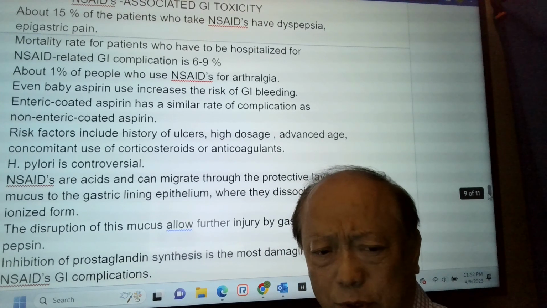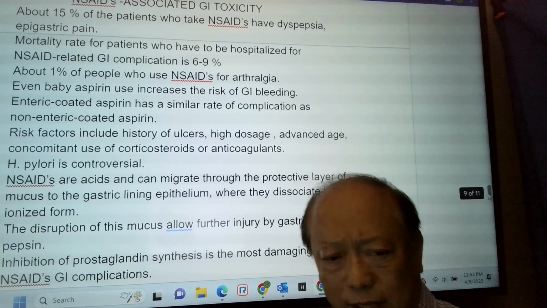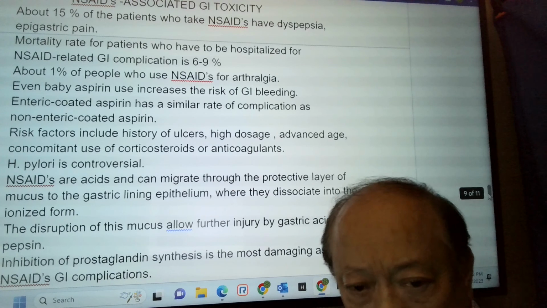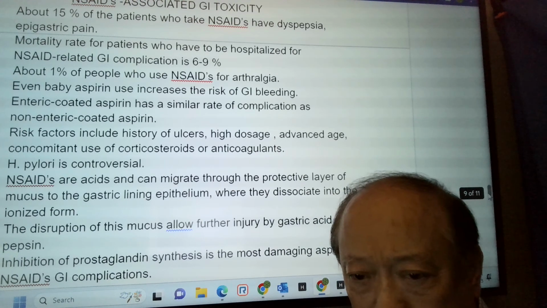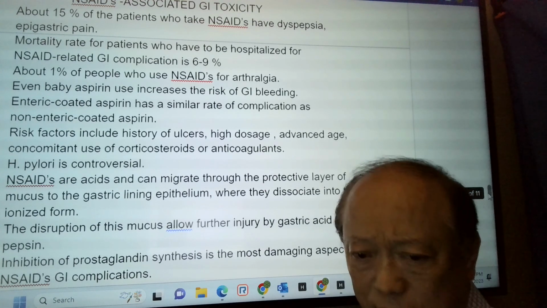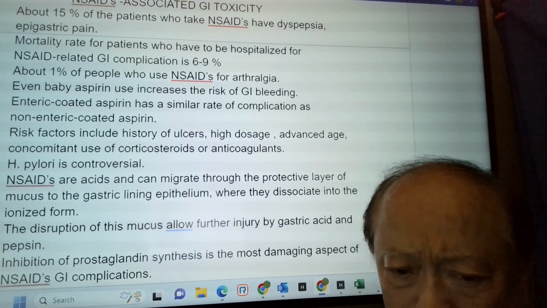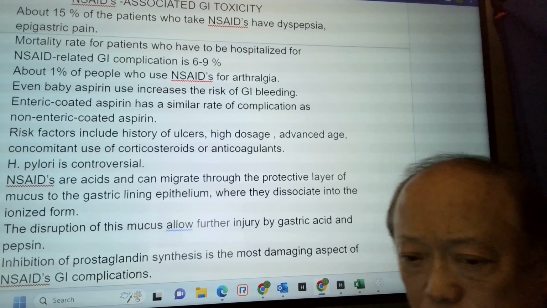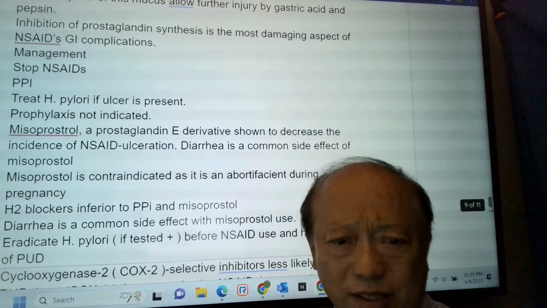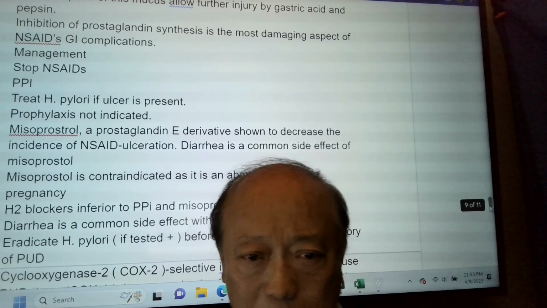H. pylori is controversial as far as causing NSAIDs-related GI bleed. NSAIDs are acids and can migrate through the protective layer of the mucus to the gastric lining epithelium, where they will associate into the ionized form. The disruption of this mucus allows further injury by gastric acid and pepsin. Inhibition of prostaglandin synthesis is the most damaging aspect of NSAIDs GI complications.